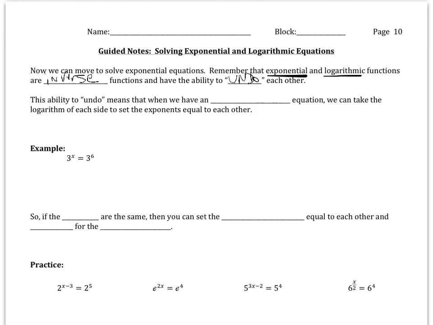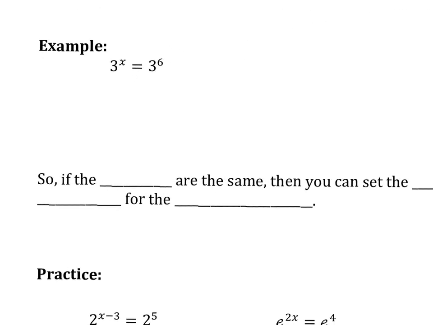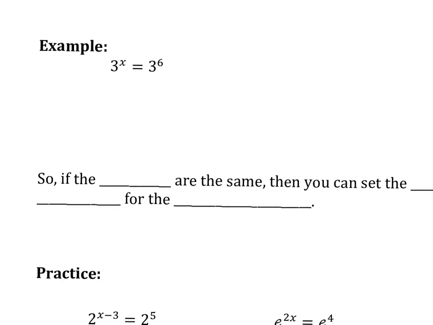Okay? Now, this ability to undo means that when we have an exponential equation, we can take the logarithm of each side and then set the exponents equal to each other. So here is what this looks like. We have this equation, 3 to the x power equals 3 to the 6th power.